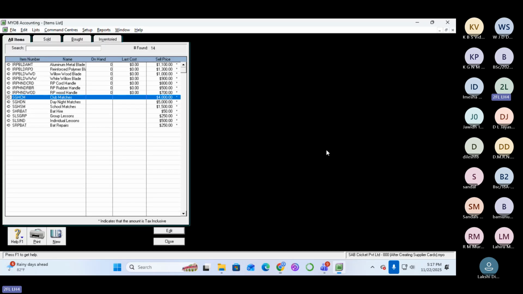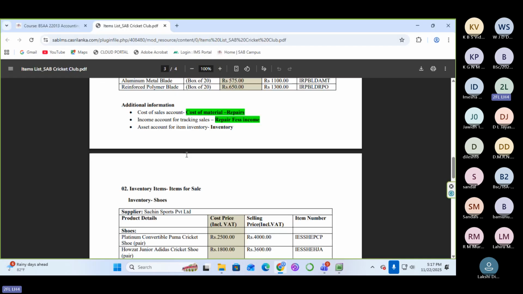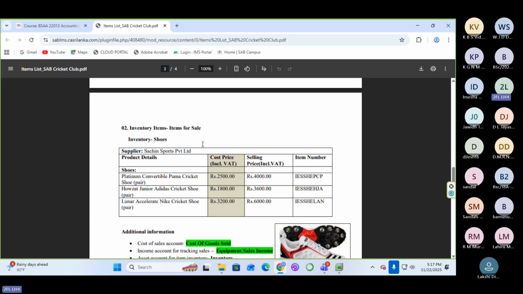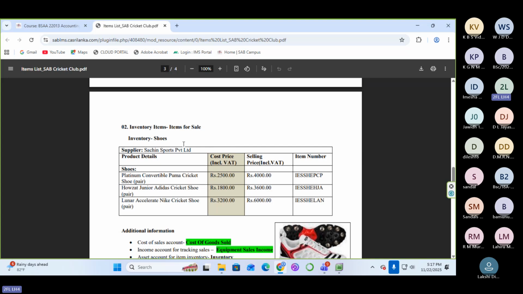Right. Have we created all the handles and blades? Once you finish handles and blades, tell me, we have to start the shoes, right? Now, actually, only one thing you need to clarify in these shoes, right? Shoes is the same.